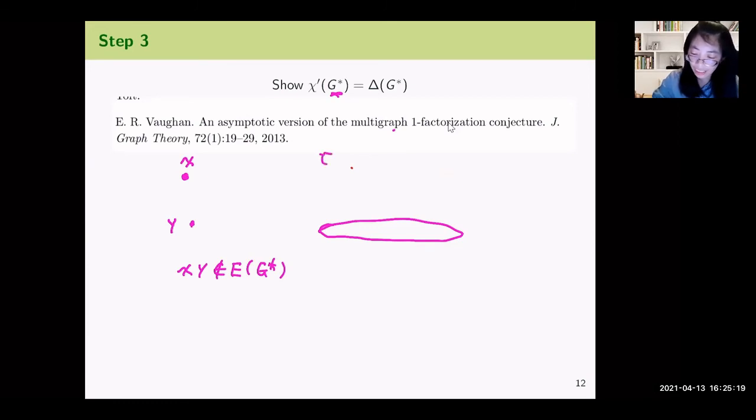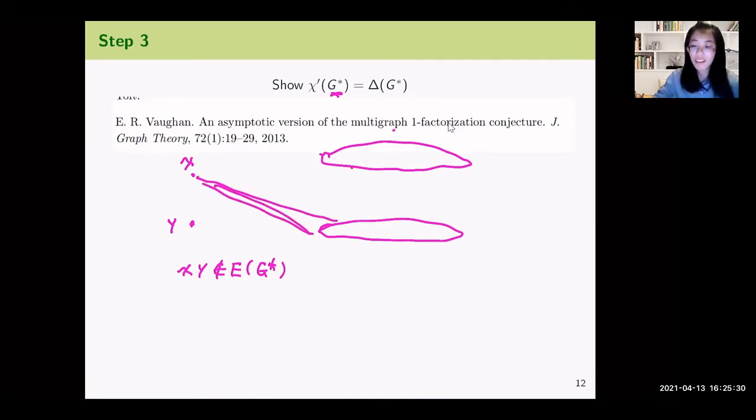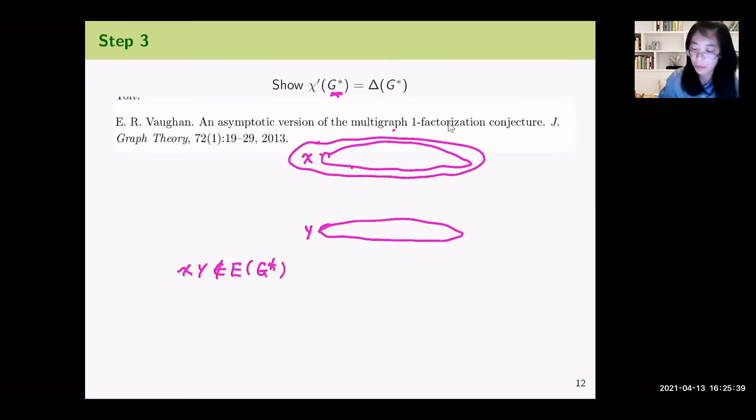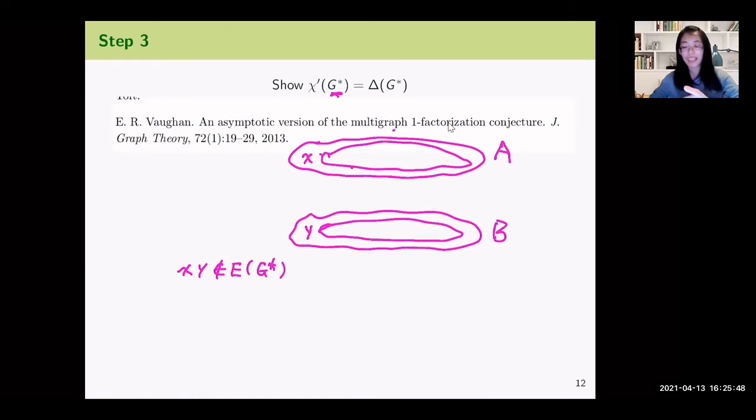Let me still use this color. So after this partition, maybe I can assume that this vertex X has more degrees in this partition than the other. So now I will put this vertex and this vertex here, and add the vertex Y here. So this new one will be a vertex partition of the graph G star. I call this A and B. Remember that for this vertex X, it has more degrees in the bottom partition B.